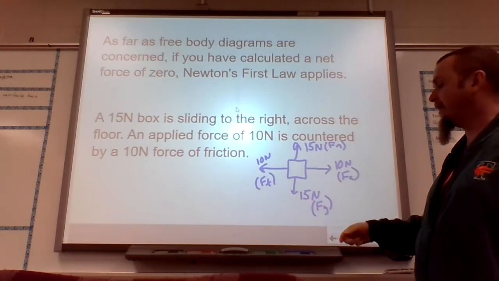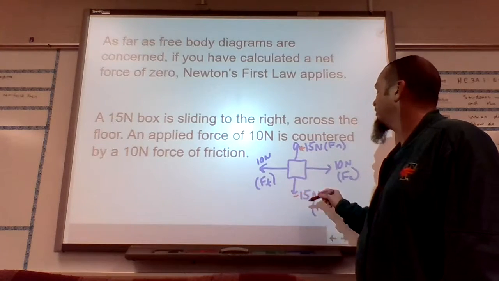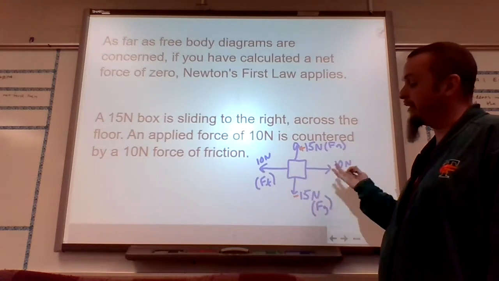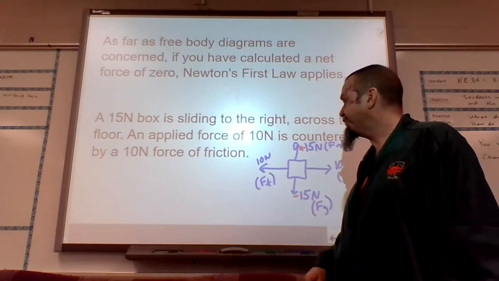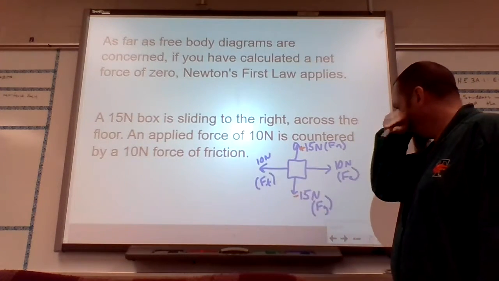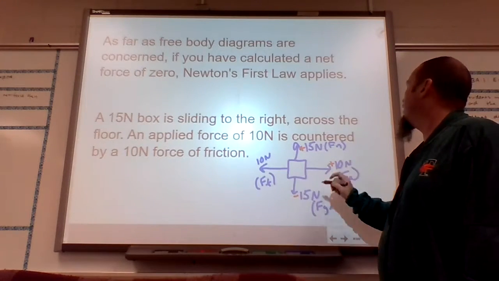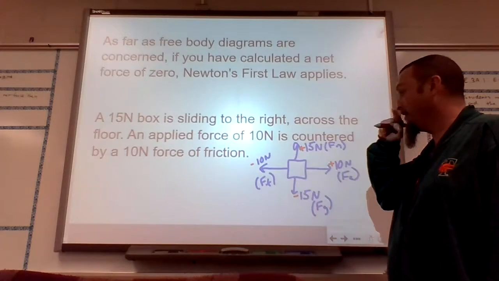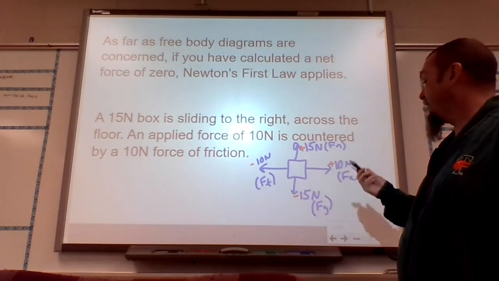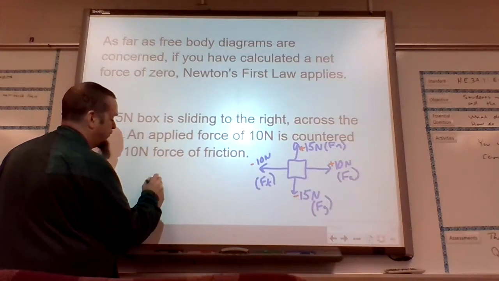Again, the other way we can look at that is upward being positive, downward being negative. So it's positive 15 plus negative 15. Again, 0 in the vertical. These are in opposite directions, the applied force and the force of friction. So we subtract them. 10 minus 10 is 0. Or again, right is positive, left is negative. So negative 10 plus positive 10 is 0. No matter how you cut it, the net force is 0.